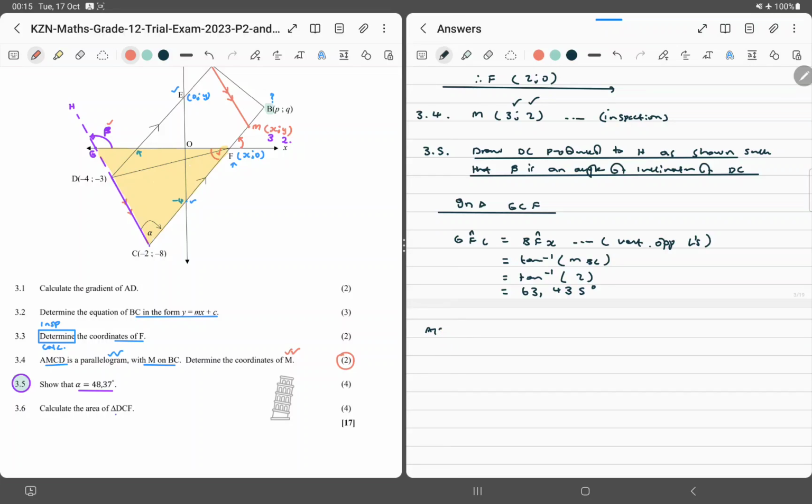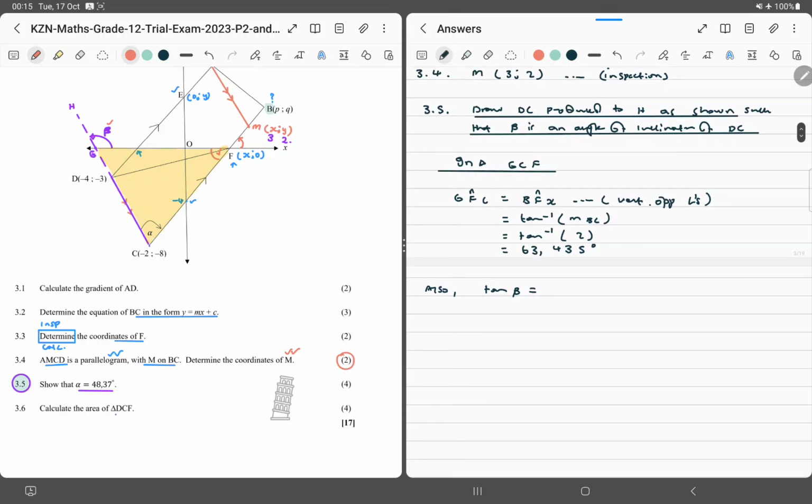What do we know also in this triangle? We also know that tan of beta is essentially equal to the gradient of DC, which is going to be, I'm just going to jump in. I'm sorry, guys. My health is not at the very best shape. -3 there, and then we've got -2 minus into -4.